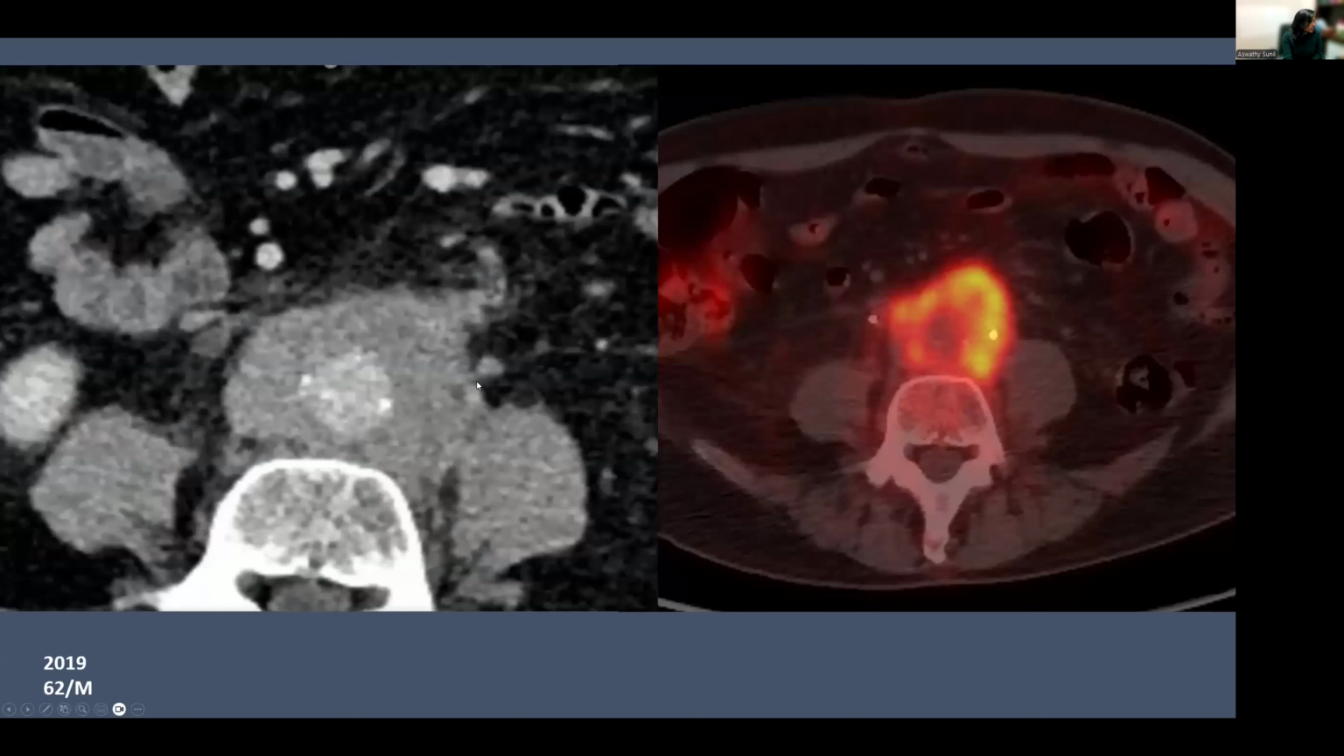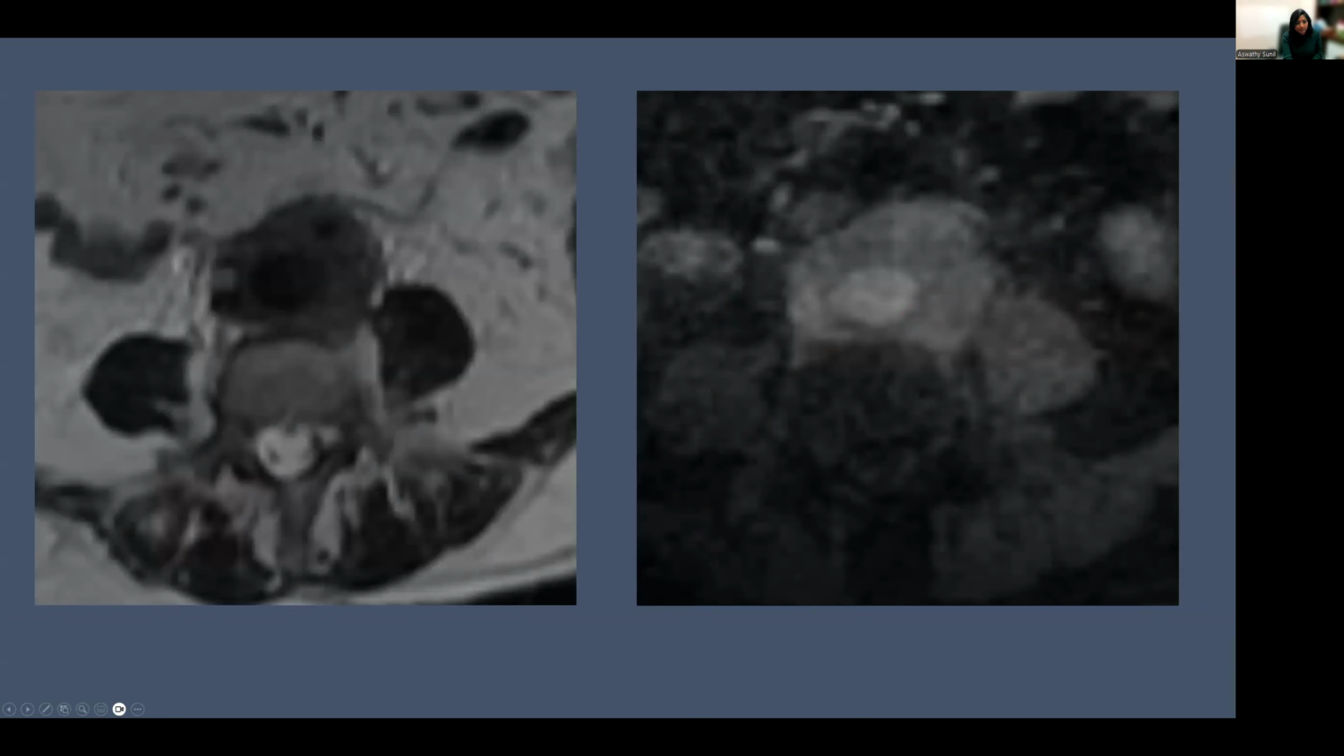This is a 62-year-old male, and on CT you see this diffuse periaortic soft tissue with intense uptake on PET scan. This is the T2 image of the same patient. You see it's predominantly T2 intermediate signal with some hyperintense area, and on post-contrast, the hyperintense area, which is presumed to be the active part of the disease, shows earlier enhancement than the rest of the lesion.